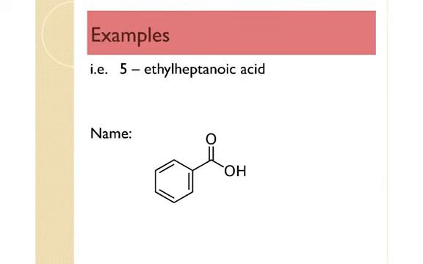So let's try a couple of these on for size. Our first one here is 5-ethyl heptanoic acid. So we're going to start with hept. We're going to start with the parent chain as always. So 7 carbons, 1, 2, 3, 4, 5, 6, and 7. Now, it doesn't really matter where we put the oic acid. That's the part we're going to do next, though.